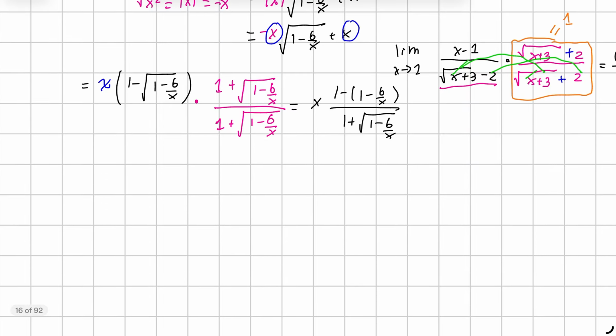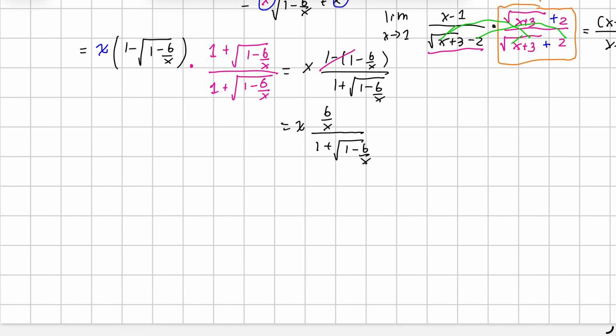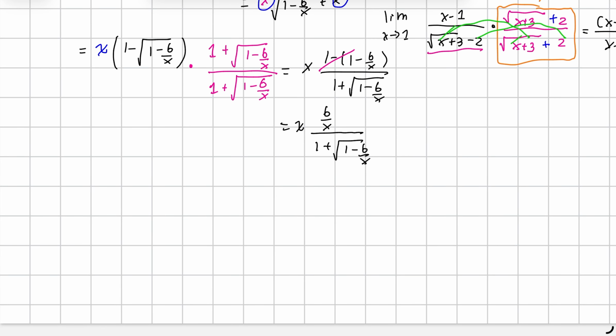So in the numerator, we can just cancel out that 1 minus 1. We just get 6 over x up here. We still have this x out here. And then in the denominator, we still have the same thing, 1 plus the root of 1 minus 6 over x. Next, we can cancel out one of the x's. So in the numerator, we have 2 x's right now, right? So then that can cancel out. We just get 6 over 1 plus the root of 1 minus 6 over x.